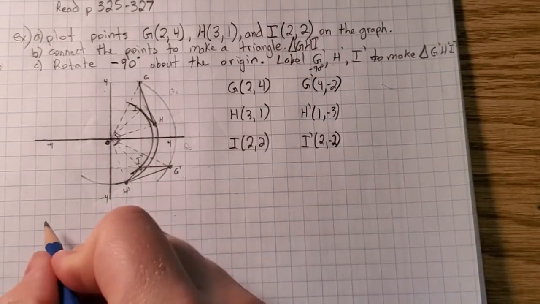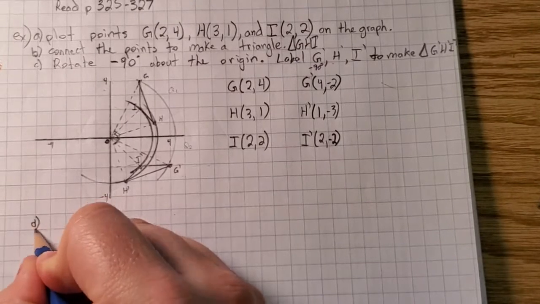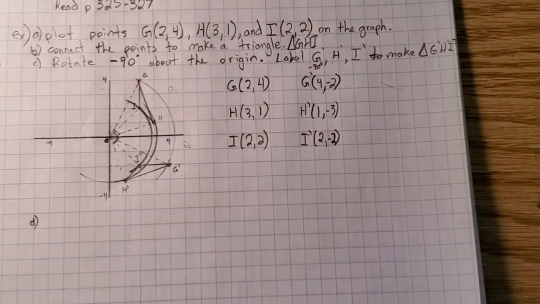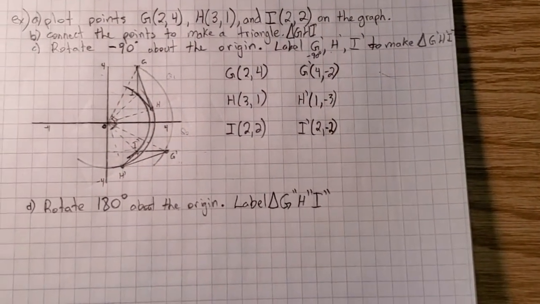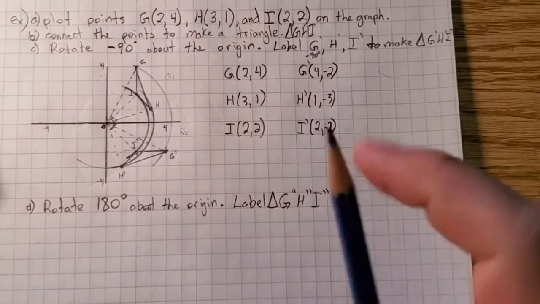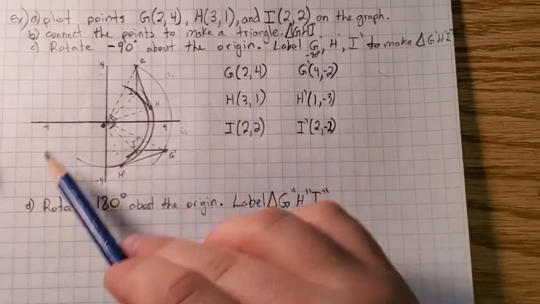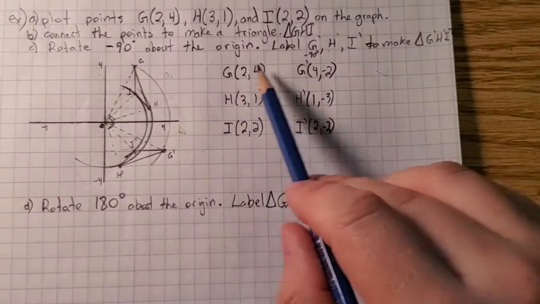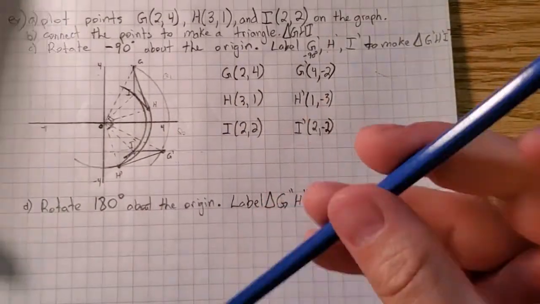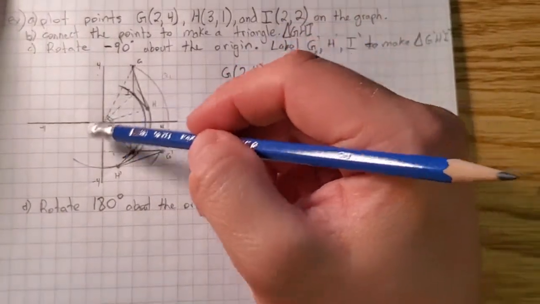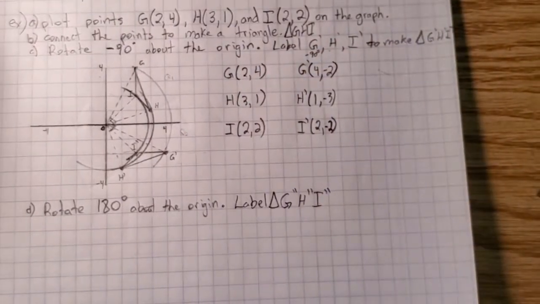And we're going to now just add a little question here, D. We're going to rotate a different amount. Okay, we're going to do 180 degrees and we're going to label it this, but we're actually going to do this without drawing it. We're going to do these coordinates first and then draw it. I'm also going to erase all these extra little things in here just to make it a little neater.